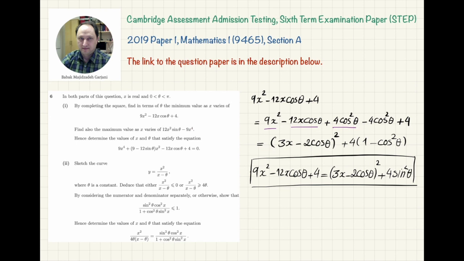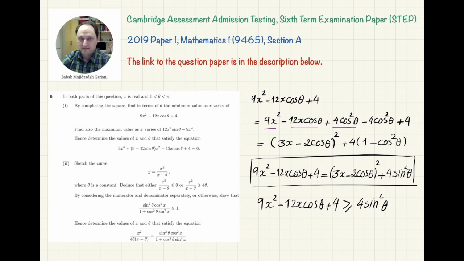Okay, but my goal is to find the minimum value for this expression, and then you can immediately see that this expression, because of this even power, is non-negative. So this means that this expression as a whole is greater than or equal to 4 sine squared theta. Yes, so it means that 9x squared minus 12x cosine theta plus 4 is greater than or equal to 4 sine squared theta. Because we are talking about minimum, we have to make sure that this minimum is actually achieved, yes, is attained.